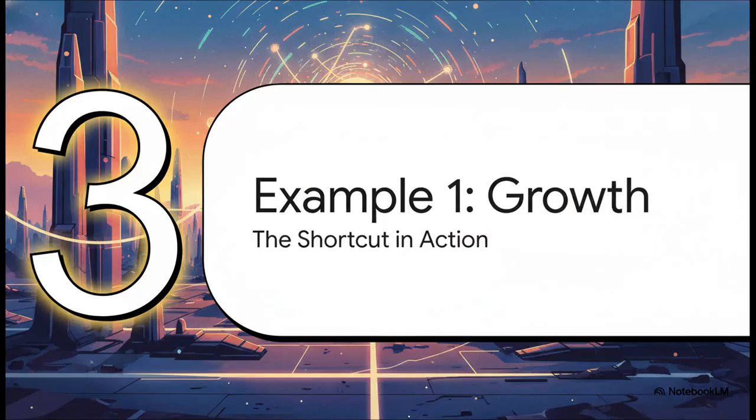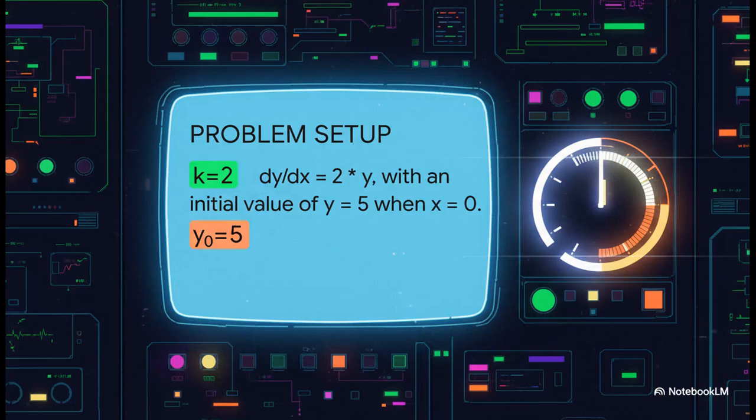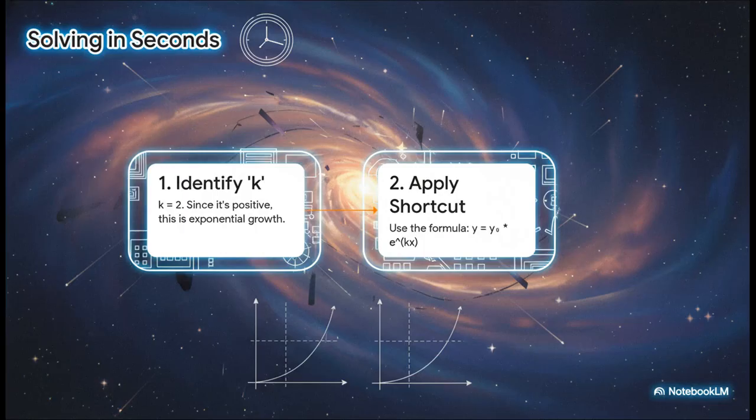All right, theory is one thing, but let's see this shortcut prove itself in action. We're going to start with a classic growth problem and see just how ridiculously fast we can solve it. Okay, here's our problem. The rate of change is 2 times y, and we're told that at the start, when x is 0, y is 5. Simple enough. Let's start the clock. Okay, first step, just look at the equation. Right away, we see the pattern. And k is clearly 2. Since it's positive, we know for sure this is going to be growth.